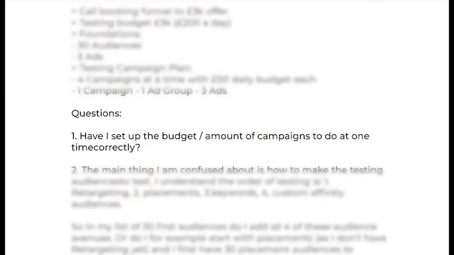So his questions are, and I guess he's got a couple here, so let's just answer one by one, if that's okay. So have I set up the budget amount of campaigns to do at one time correctly? Well, there are a lot of factors that are missing here to properly respond to this question. For example, how are they running the funnel? Are you running it to a lead first and then a book call? Are you running it straight to a book call? These are all things to take into account.